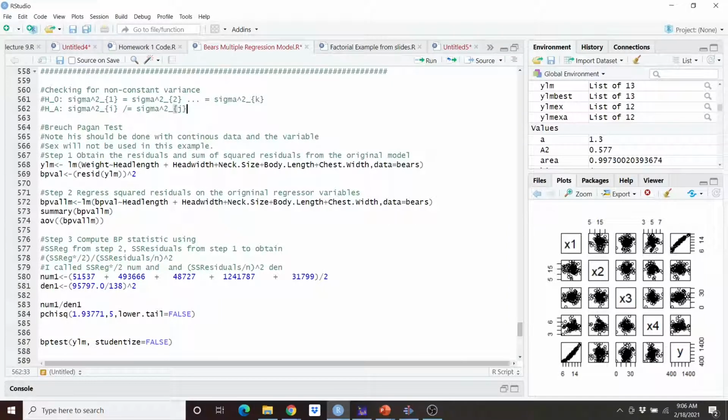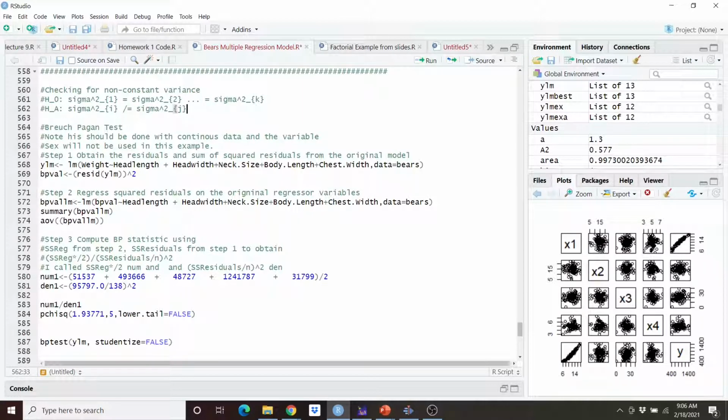Welcome back. In the last video, we looked at model selection methods to determine our best model. We also need to check our assumptions on our model. And one assumption that we need to check is whether or not we have constant variance. So how do we check this? Well, we're going to use the Breusch-Pagan test.